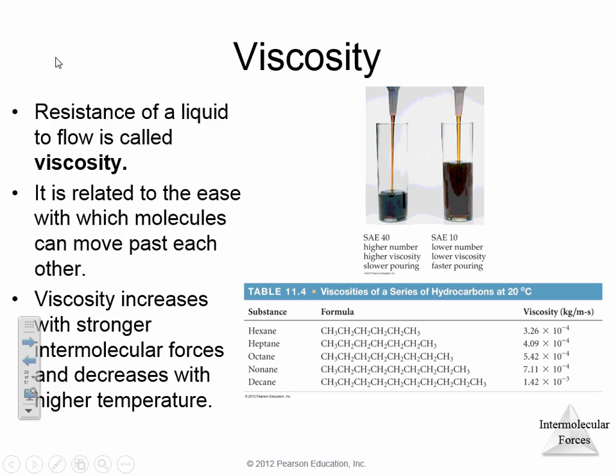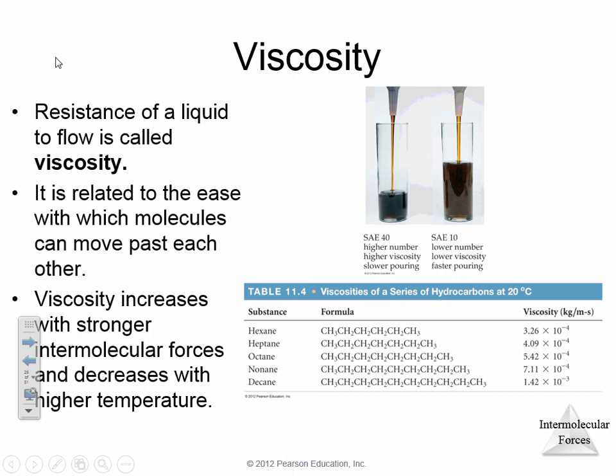The first is viscosity. Now, what is viscosity? Viscosity is the ability of a liquid to flow. Viscosity increases with stronger intermolecular forces and decreases with high temperature. So if you think of liquids, what is a liquid that is very hard to pour, or has what we call a high viscosity? When I think of something, I think of molasses.